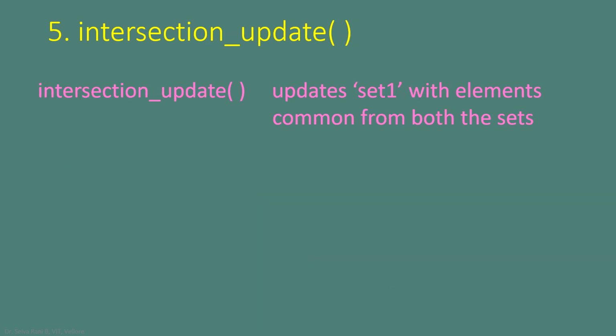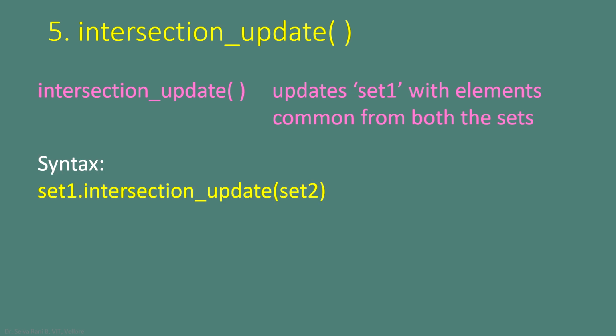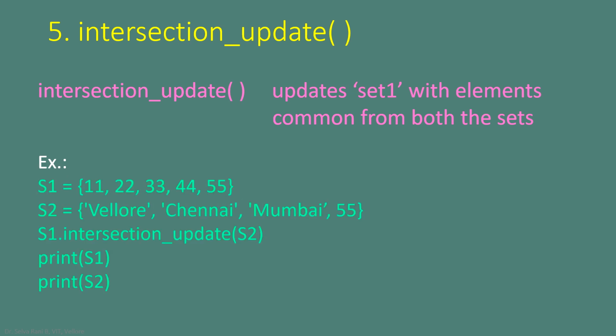The next method is intersection update. This method first performs the intersection operation between the given two sets and then updates set1 with the elements obtained as a result of intersection. The syntax is set1.intersection_update(set2).